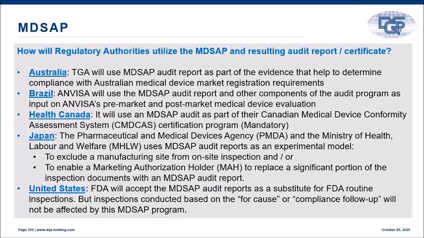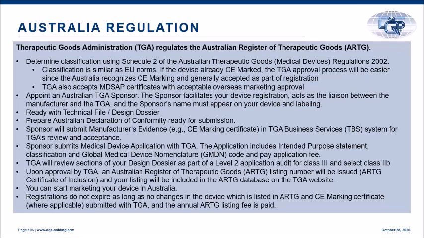US FDA accepts the MDSAP audit reports as a substitute for FDA routine inspections. But for-cause inspections, in case of significant market issues, or if a compliance follow-up inspection needs to be done, that will be done by FDA directly, and it will not be through the MDSAP program. So this is the basic rule in terms of Australia.